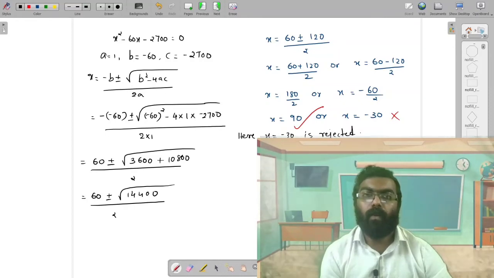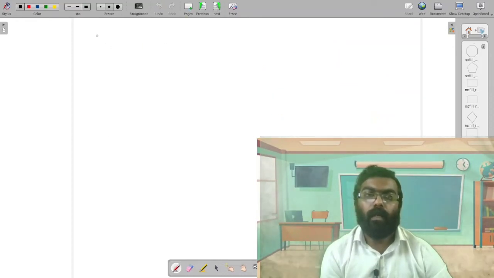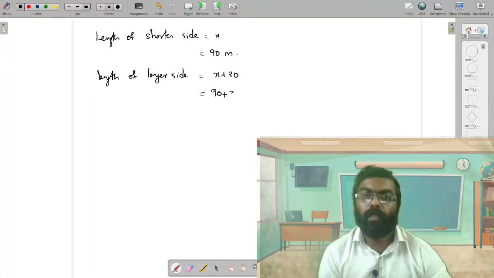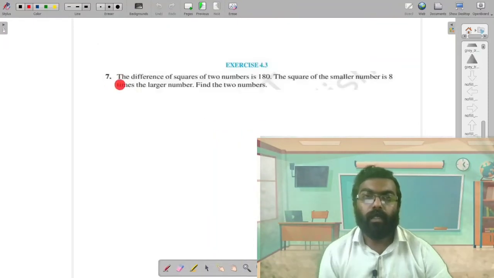So what we can conclude is, the length of the shorter side, which is equal to x, is equal to 90 meter, and the length of the longer side, it is x plus 30, will be equal to 90 plus 30, which is equal to 120 meter. Length of shorter side is 90 meter and length of longer side is 120 meter. Clear? Now we shall discuss the next one.